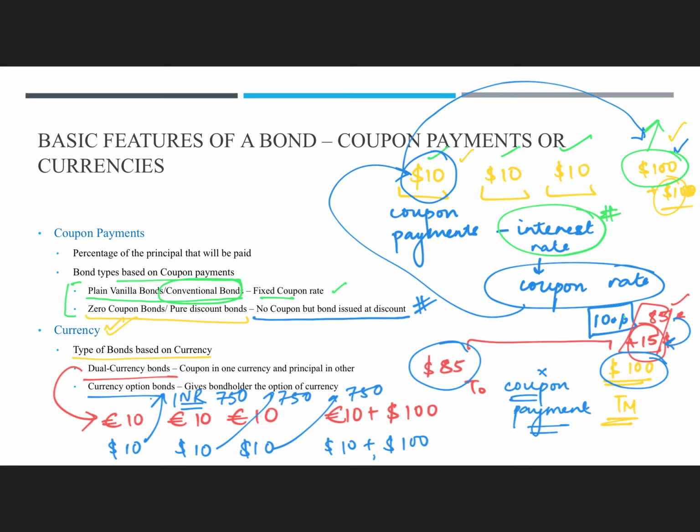And obviously there are very simple bonds as well, like the ones we have discussed here, in which the currency is already mentioned at the very beginning, and it's only in one currency. So you will receive $10, $10, $10, and $100 plus $10. So the currency is not that complicated in that third type. So this is pretty much it in terms of the basic features of a bond.